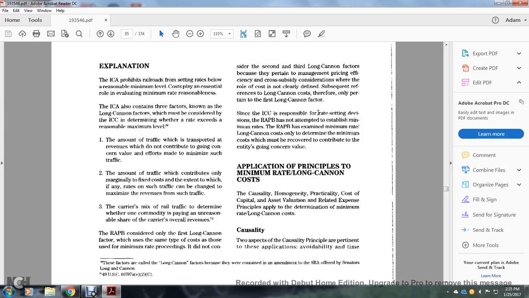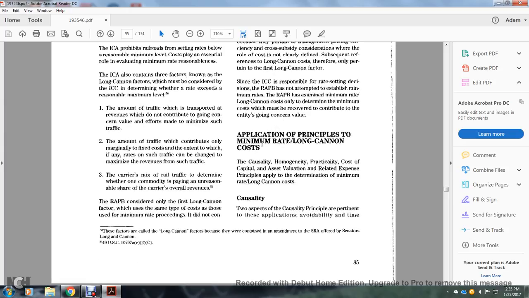The Interstate Commerce Commission is responsible for rate setting decisions. The railroad accounting principle does not attempt to establish and minimize the rate. It resides under the minimum rate Long Canon cost and only determines the minimum cost which may be recovered to contribute to the underlying going concern value.